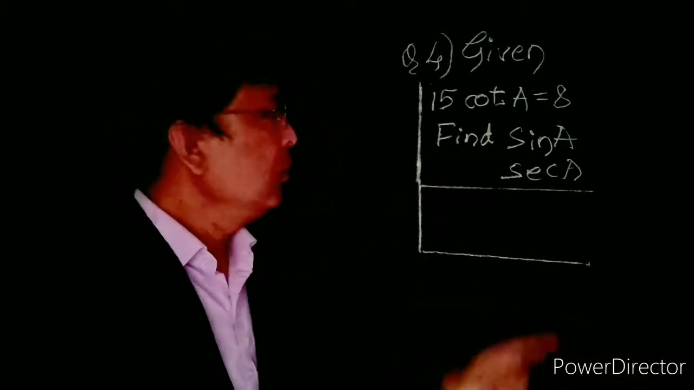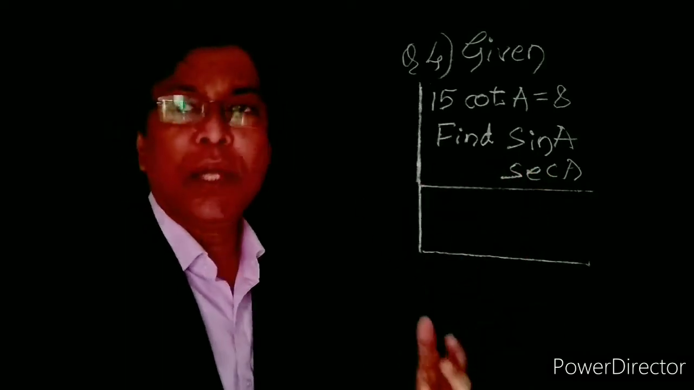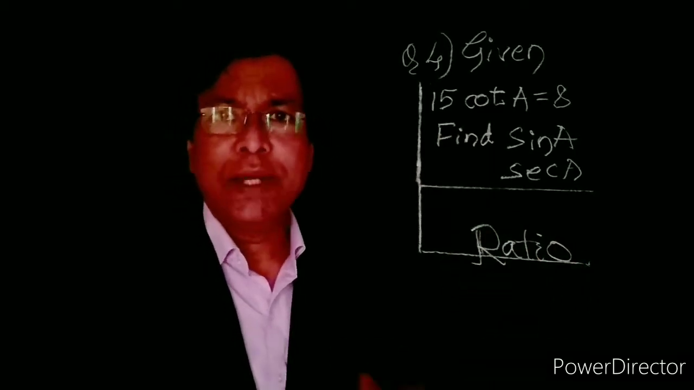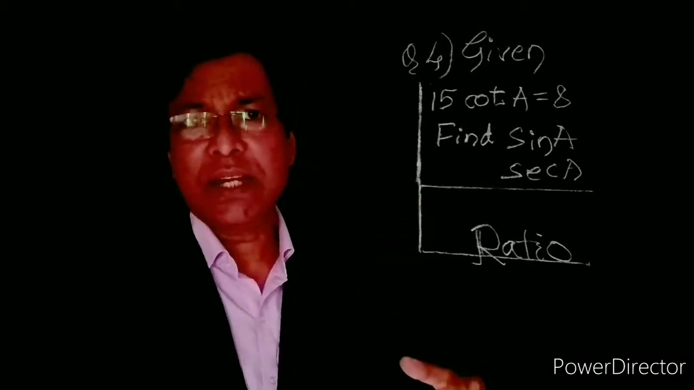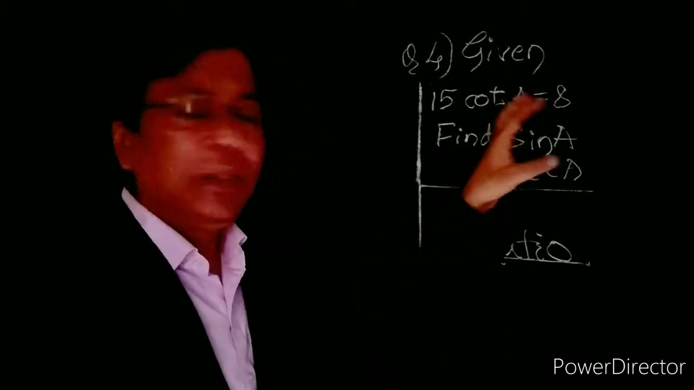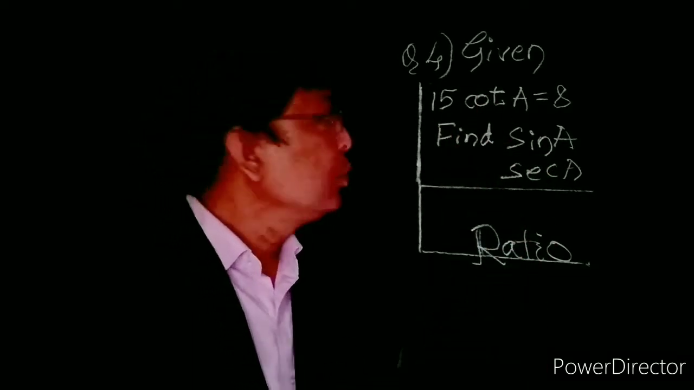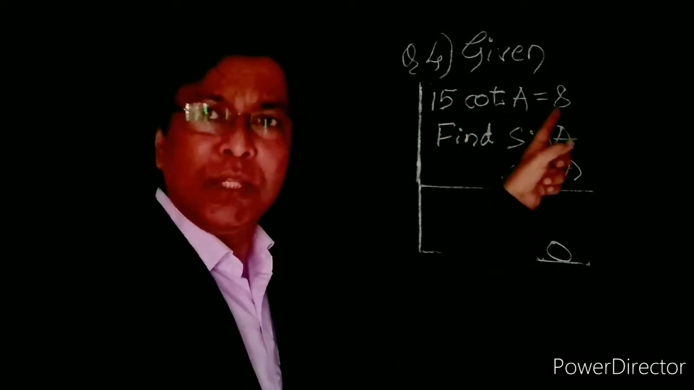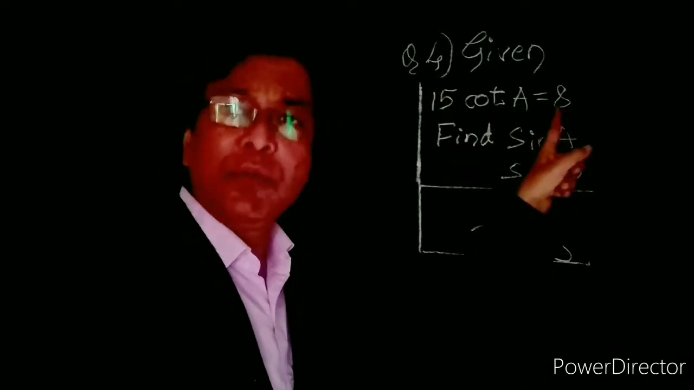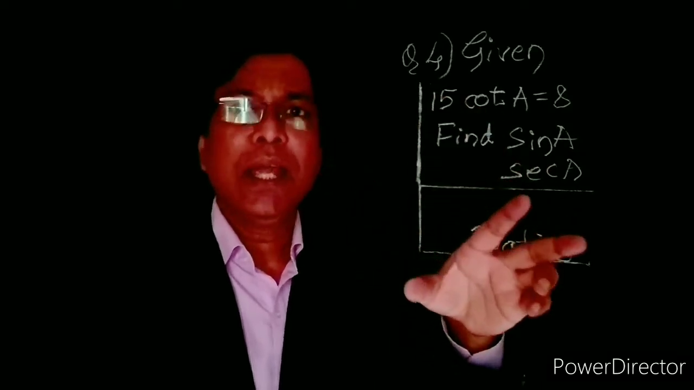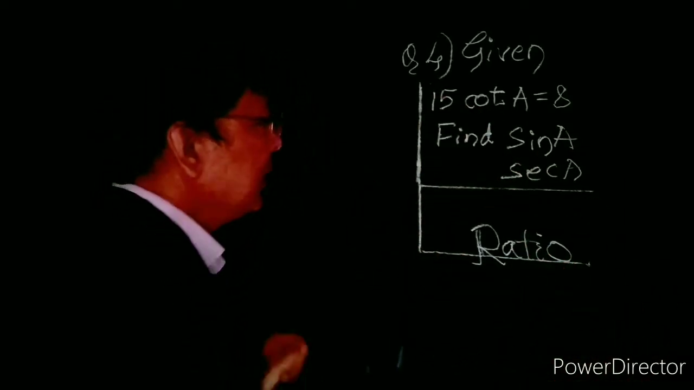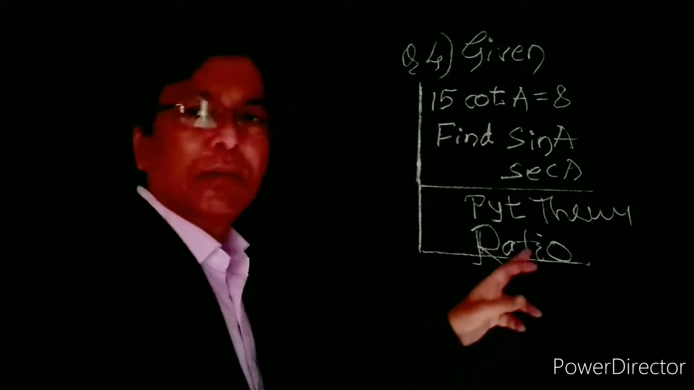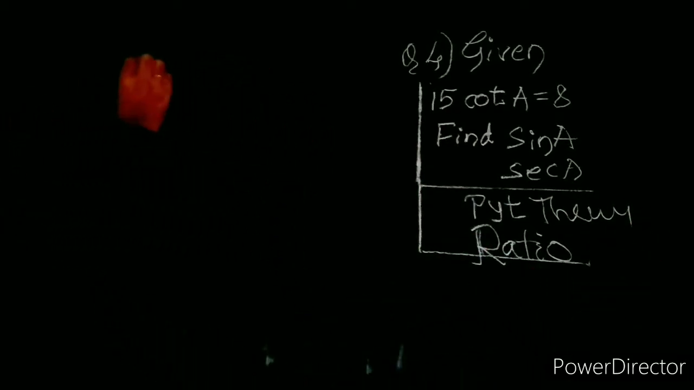What is the trick for this? We have to find sin A and sec A, that means we have to find the ratios. And we know that to find the ratios, we should know all three sides of the given triangle. In this example, they have not given the two sides directly. They have given them indirectly: 15 cot A equal to 8. From this we get cot A equal to 8 divided by 15. That means we get the values for two sides, and the third side can be calculated using Pythagoras. Therefore, this problem can also be solved by using Pythagoras theorem, then using the ratios. Let us solve this.